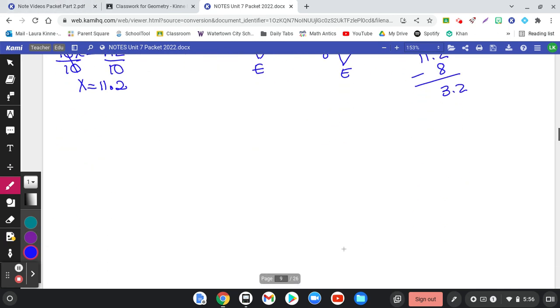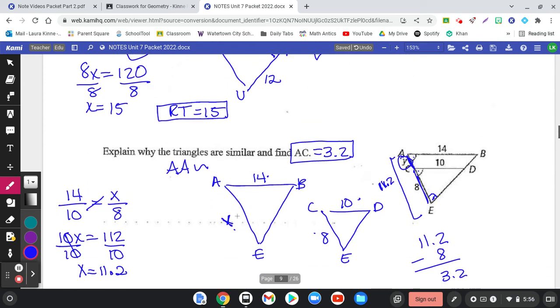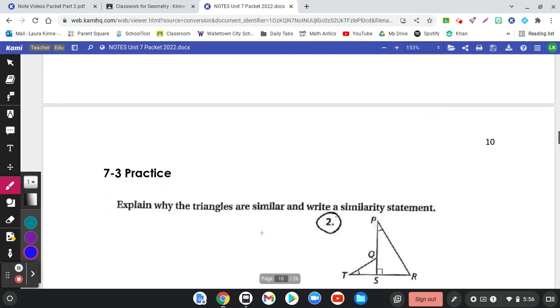All right. There is one other way that you could go about that question. You could have said 14 over 10 equals, you could call this y plus 8 over 8, and you'd end up with 3.2 right at the end. But I personally have found that it's easier if you just pull them apart. We'll look at an example.